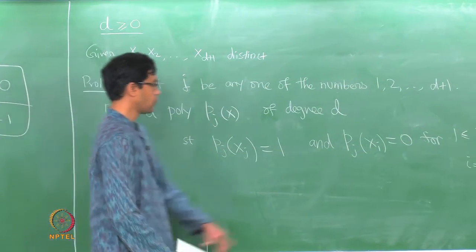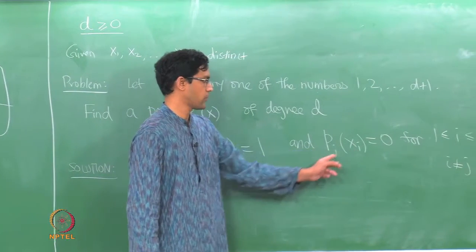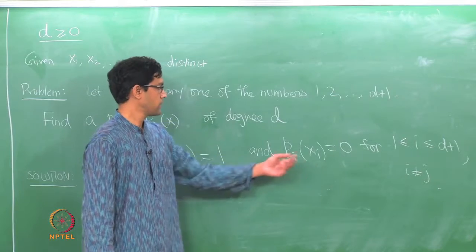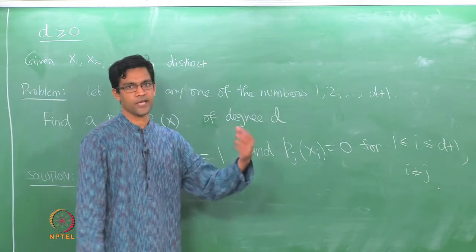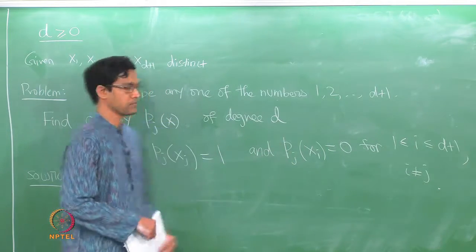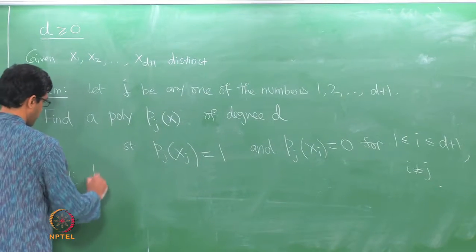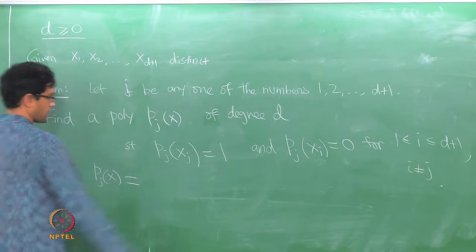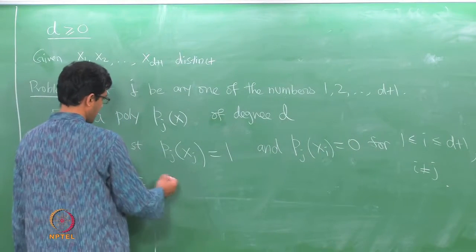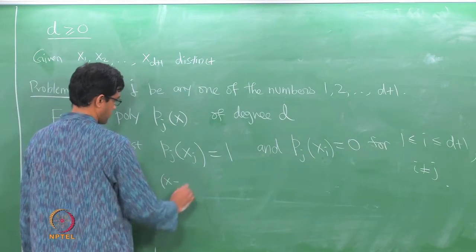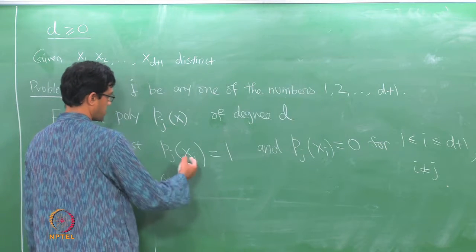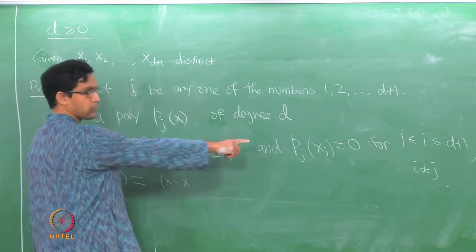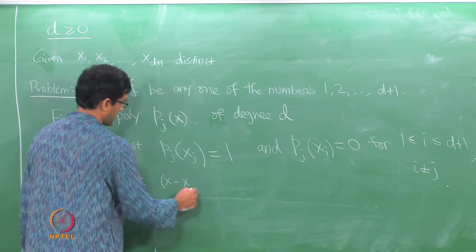If you know that xi is a root of a polynomial, then we know that this polynomial can be written as x minus xi times something. Okay. So observe that p of x, or we are calling it pj of x, vanishes on all the xi's, so each of them must be a factor. So if j is 3, then pj of x should look like x minus x1 should be a factor, x minus x2 should be a factor, and so on.